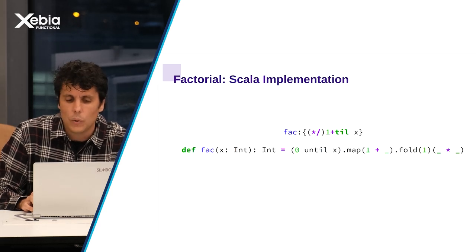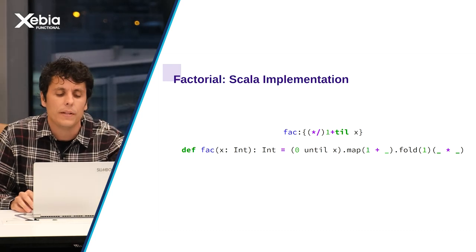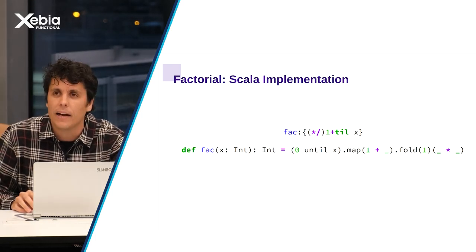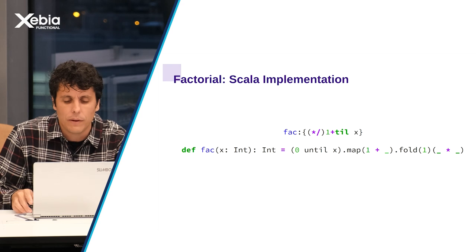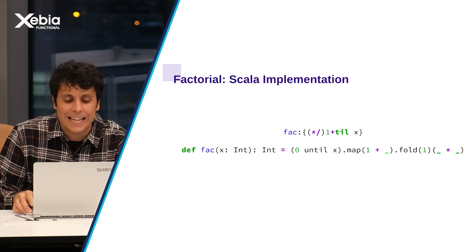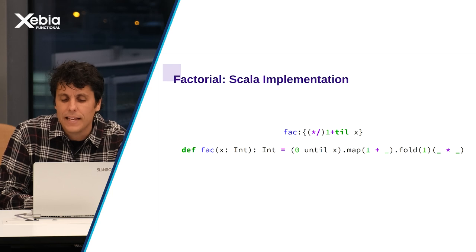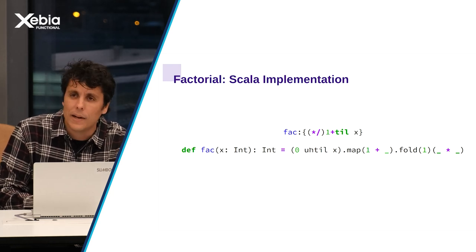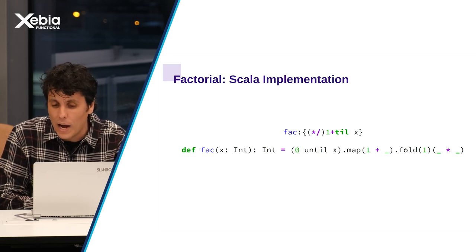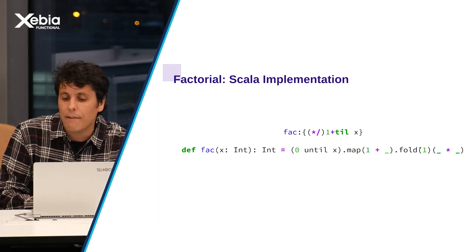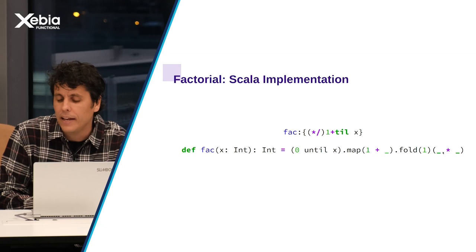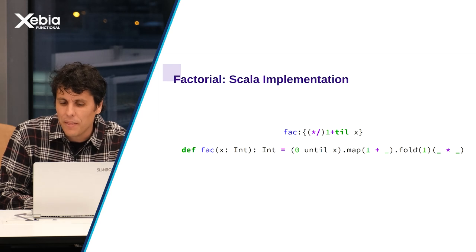Okay? So now it's time to make a comparison between the Scala version and the Q version. Okay, the first line is the Q version. We have this factorial, we have this idea. And in the second line, we have the Scala counterpart, where we can see we have an until. Okay, the until is very similar to the til. It takes another argument as the starting point. Then at the right, we have this fold. Okay, the fold is very similar to the over iterator. The base case is the one, and then we pass the multiplication operation using the placeholder notation. But the most important thing here is this map. Why is this important?